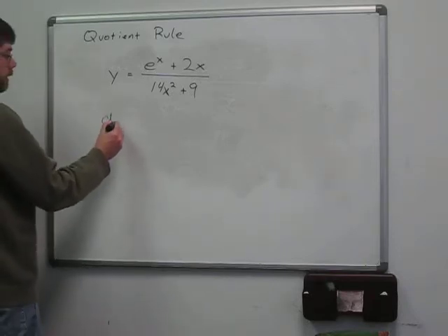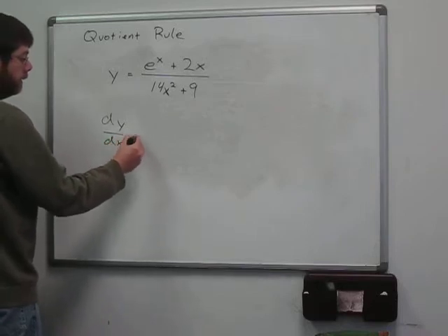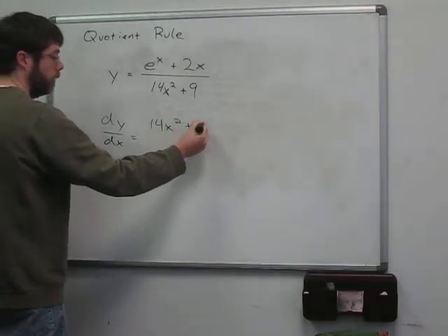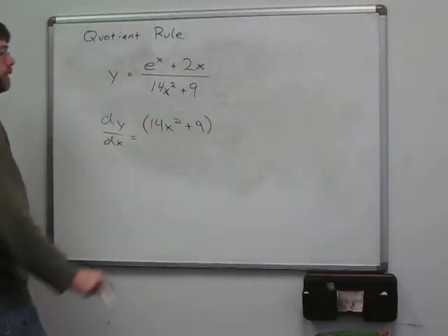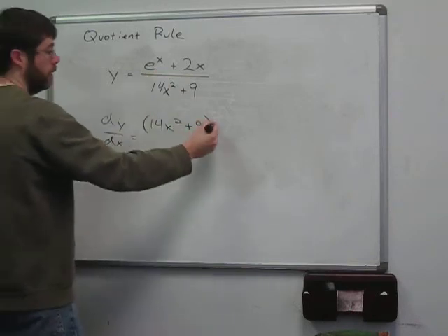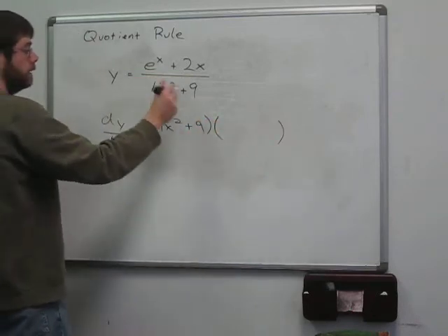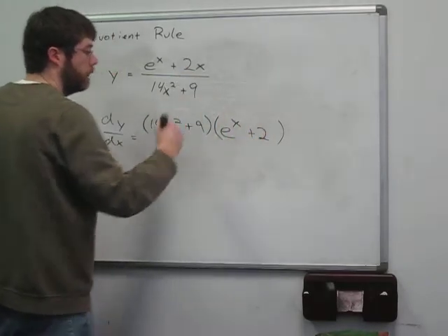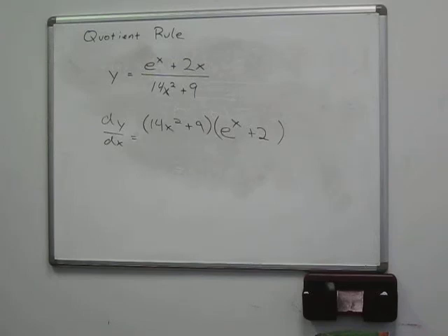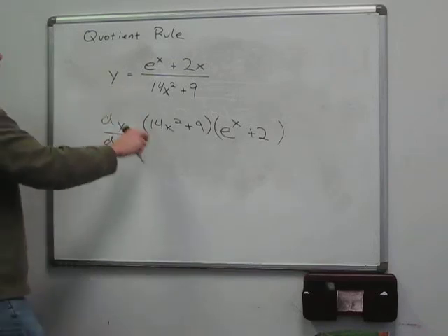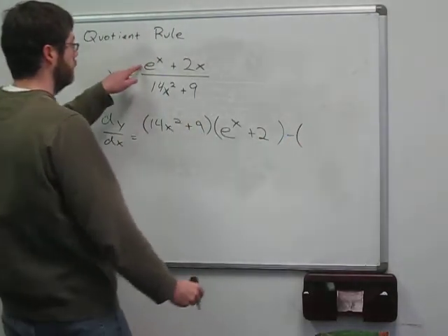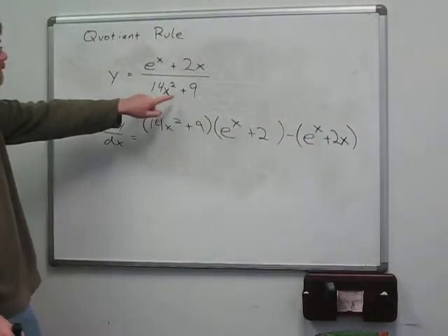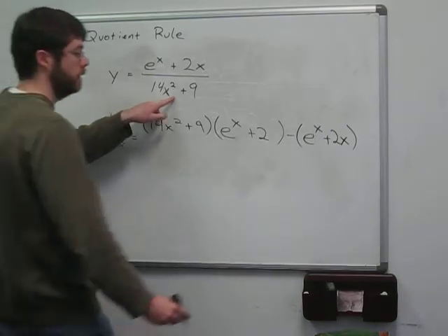So dy/dx is going to be the bottom, 14x squared plus 9, times the derivative of the top. The derivative of e to the x is e to the x, and the derivative of 2x is positive 2. And now we need to subtract the top times the derivative of the bottom. So that will be the top, e to the x plus 2x, times the derivative of the bottom, which is 28x.